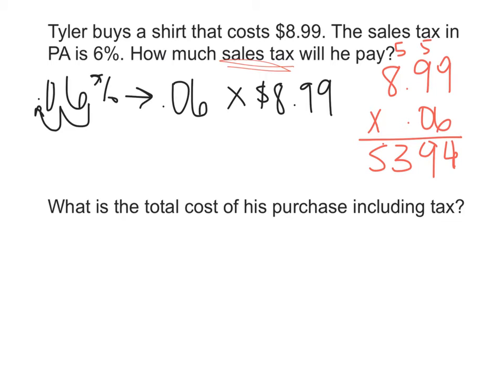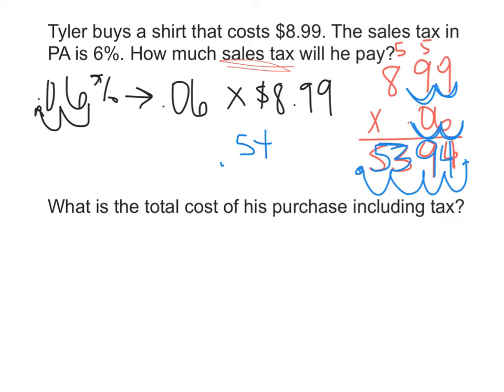You'll notice that I got 5394, and now I need to think about how many spaces to move my decimal point. I have 4 numbers behind the decimal points. So here's my current decimal point, 1, 2, 3, 4. So my sales tax is 0.5394, but because we are talking about money, it is only 2 spaces after the decimal point. So we would just write 54 cents. So 54 cents would be 6% of $8.99.